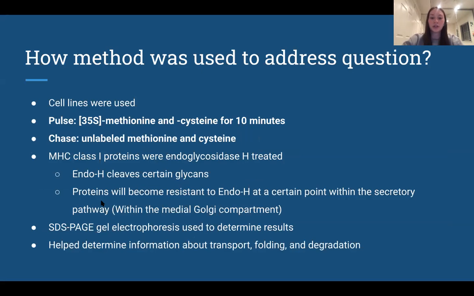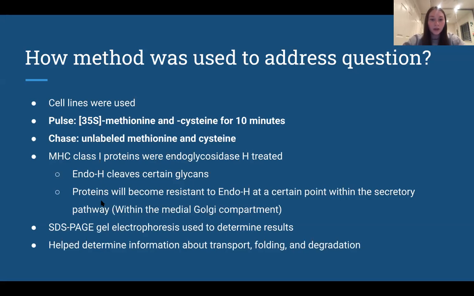Moving on to how the pulse chase assay was used to address the question. Cell lines are used to run the pulse chase assay because while primary cells are preferred, it isn't very common practice yet. The labeling time must be appropriate in order for initial maturation and transport rates to be observed. They say around 5 to 10 minutes of the pulse stage should be good. In this experiment, cells were metabolically pulse labeled with sulfur 35 methionine and cysteine. They were then chased with unlabeled methionine and cysteine.